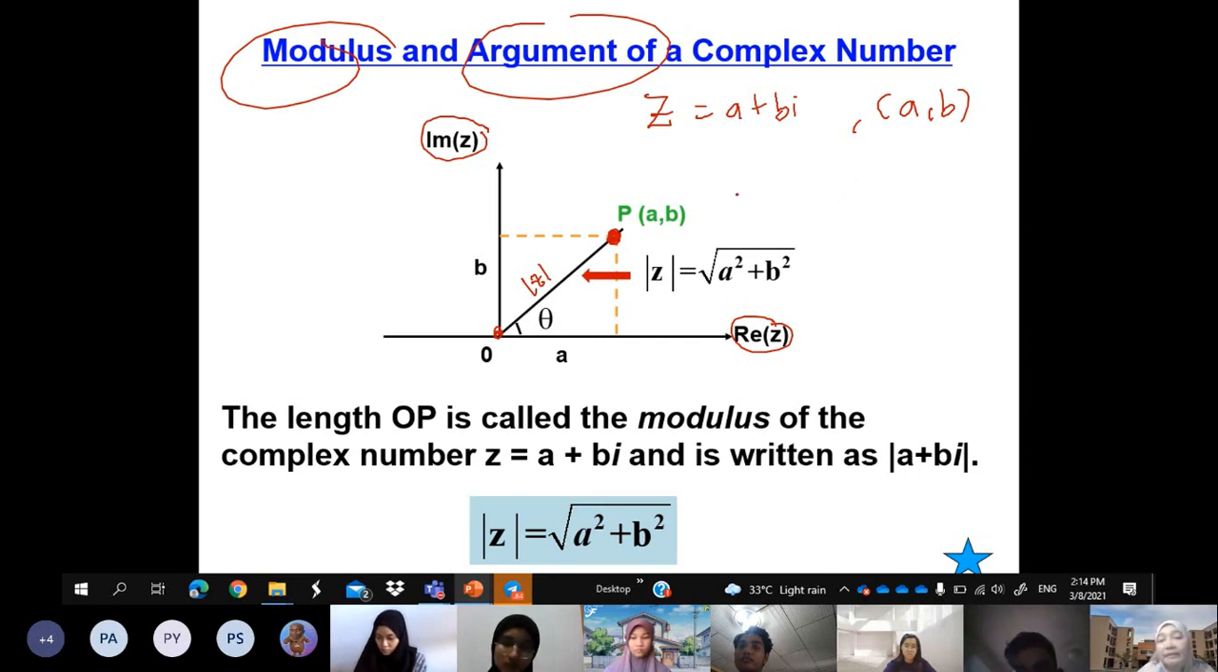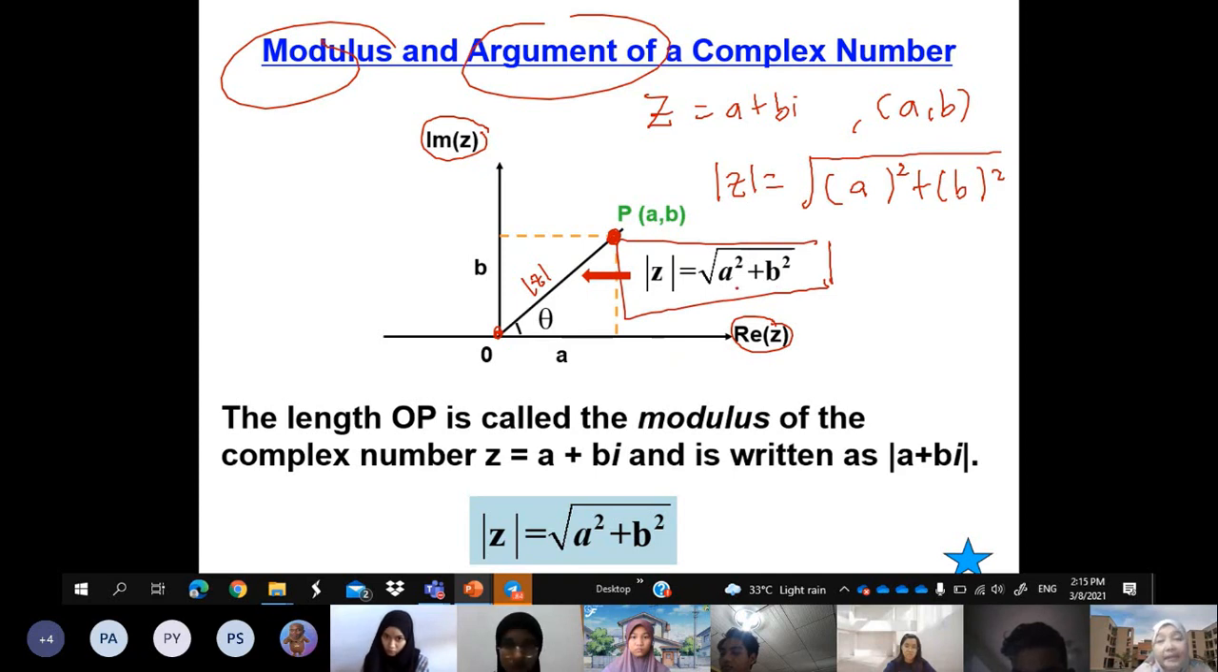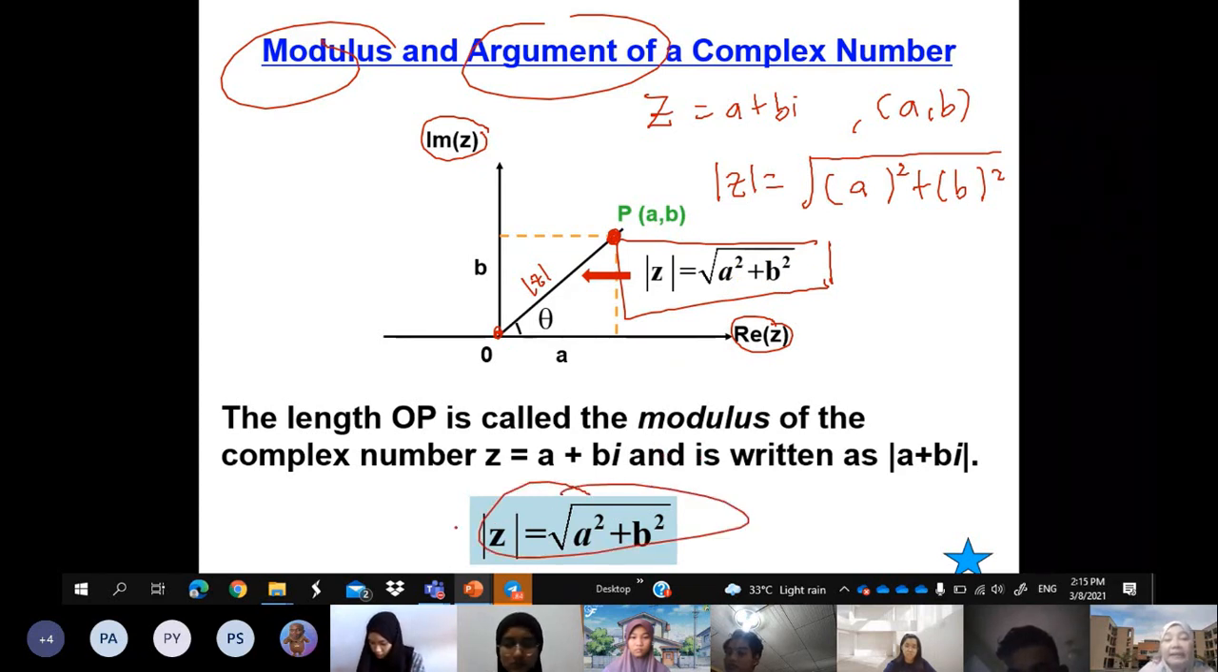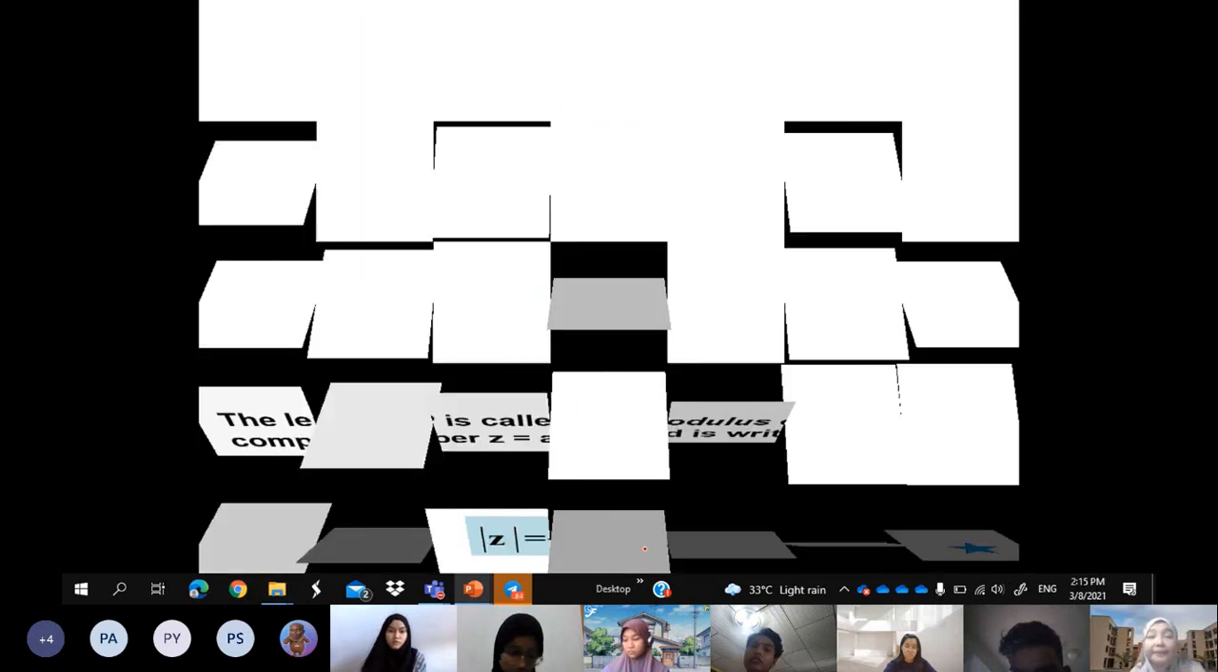How to find the modulus of Z? The formula is the square root of square plus square, same as Pythagoras theorem. Then substitute A and B. So the formula to find the modulus of Z is equal to the square root of A squared plus B squared. What is Z? Z is equal to A plus BI, so it is equal to the square root of A squared plus B squared.